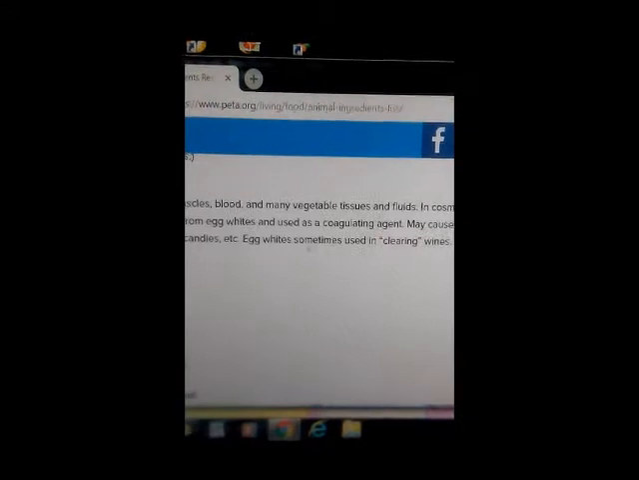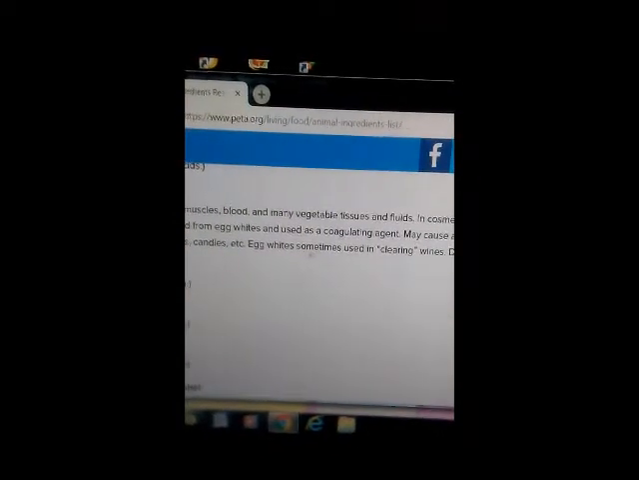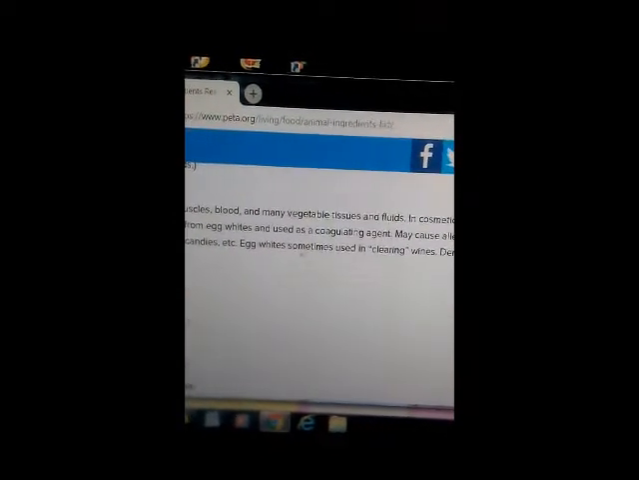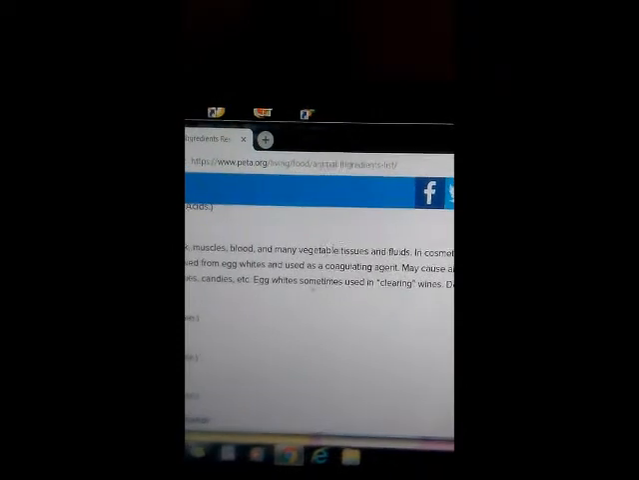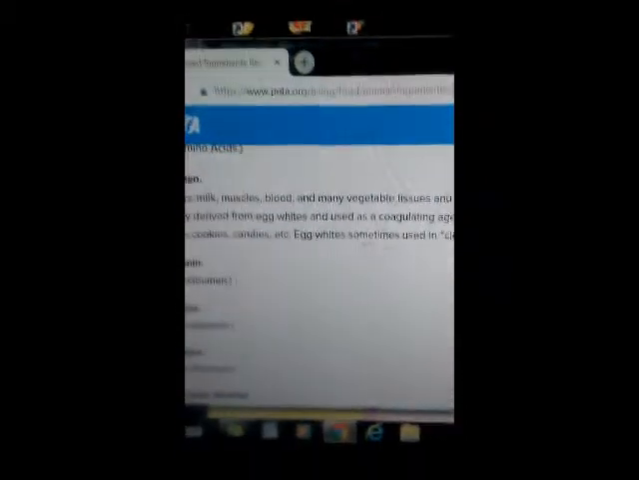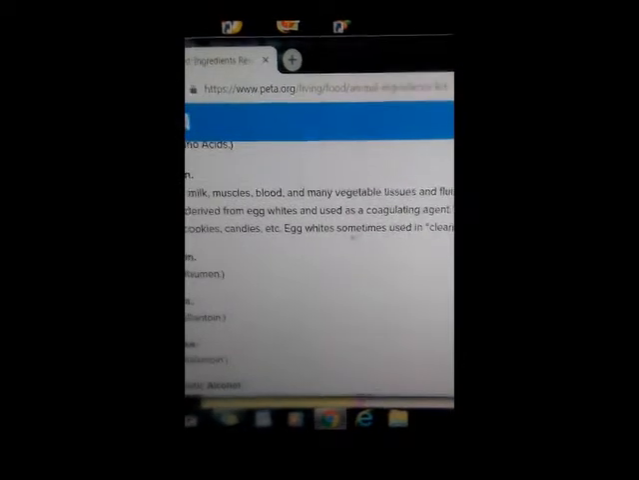In cosmetics, albumin is usually derived from egg whites and used as a coagulating agent. It may cause allergic reactions in cakes, cookies, candies, etc. Egg whites are sometimes used in clearing wines. The derivative is albumin. So now, like I said, I'm not completely against meat products, okay?